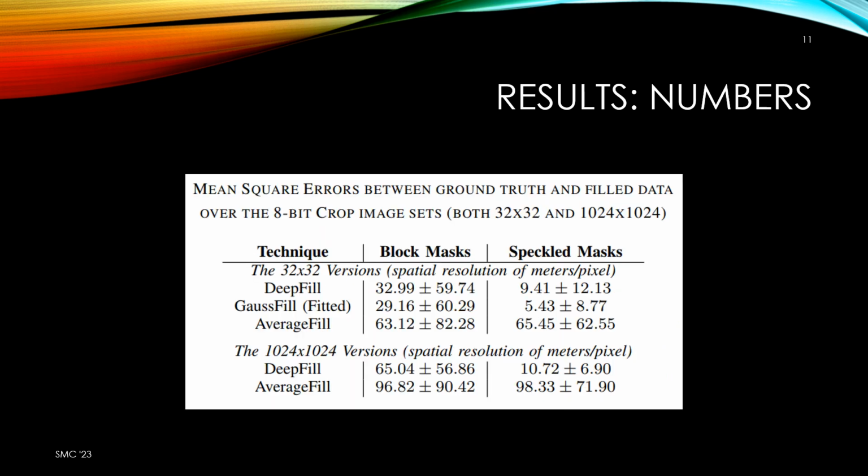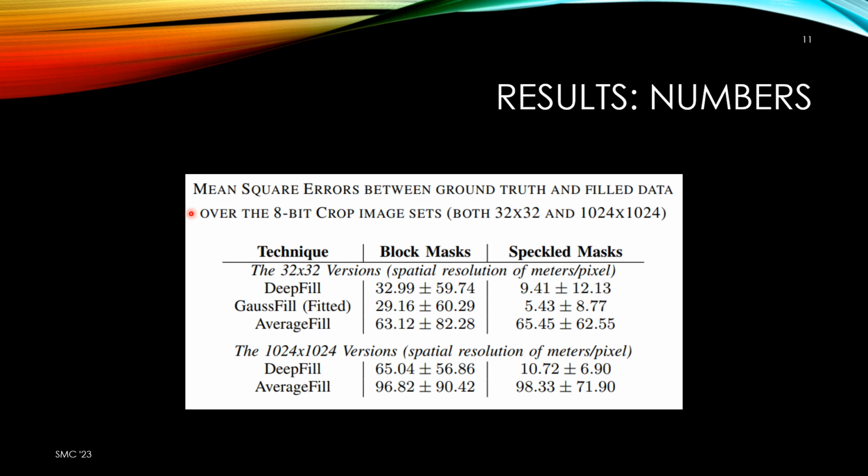Now next we show when our algorithm is using the actual cropland images, real world cropland images, and in that case you can see with block mask our algorithm is very close to the Gauss fill MSE in this particular scenario. And the reason for that is that previously the synthetic data was generated from a Gaussian distribution, so Gauss fill was a better fit for that.